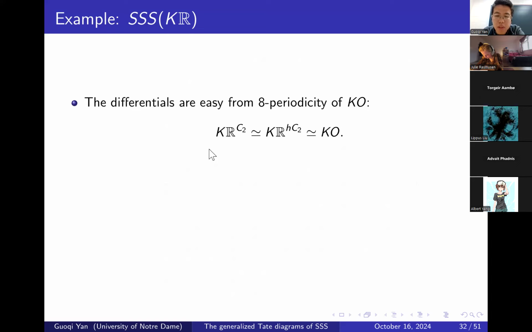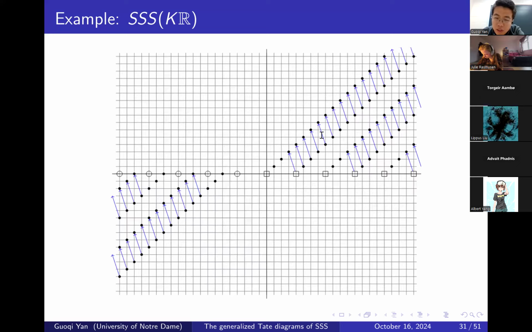There are many ways to deduce the differentials in this spectral sequence, and one way is to use the 8-periodicity of KO, because the spectral sequence computes the homotopy groups of the fixed points of KR, which is KO. And we know the homotopy groups of KO: they should be Z, Z2, Z2, 0, Z. So Z, Z2, Z2, 0. And this part should be 0, so this black dot must be killed. And this is how we deduce this differential using the periodicity of KO.